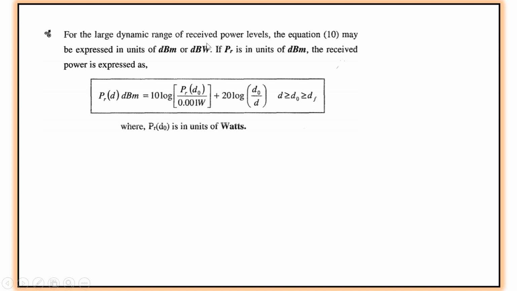So for the large dynamic range of received power levels, the equation should be expressed in decibel units, dBm or dBW. If PR is in units of dBm, the received power is, so the previous equation I'm writing in terms of dBm. That's it. So what is the equation? PR(d) in dBm is equal to 10 log PR(D0) divided by 0.001 watt plus 20 log D0 by d, where d should lie in the limits of D0 to DF. Okay, so this is the received power. We have found out the received power using the free space path loss model.